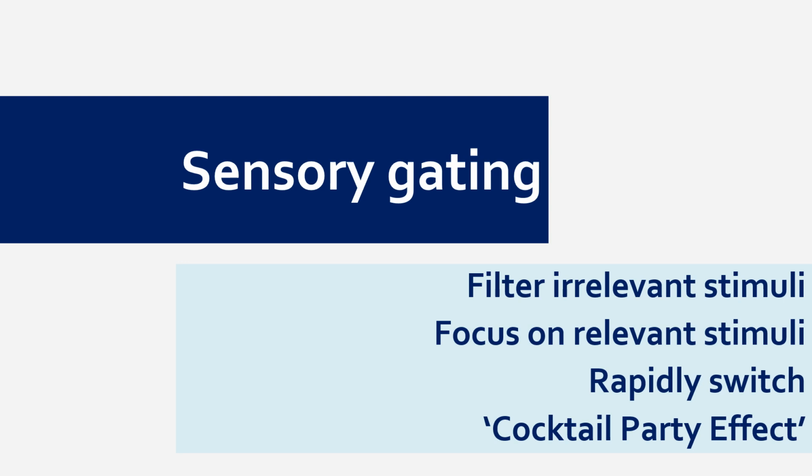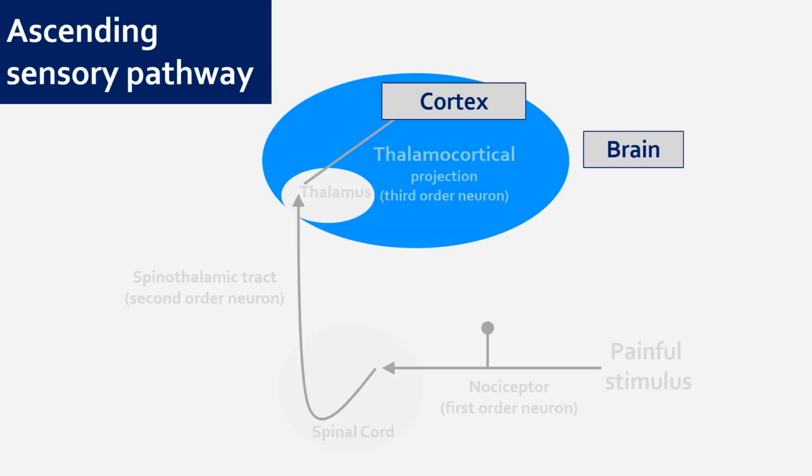Sensory gating is problematic in people with certain psychiatric conditions. Perhaps the most famous example of this is schizophrenia. People with schizophrenia find it really hard to do sensory gating, and this is thought to contribute to some of the psychiatric symptoms of schizophrenia, particularly the positive symptoms. Okay, so let's say the thalamus has decided that it wants to let through a particular piece of sensory information. It then travels via the third order neuron, the thalamocortical projection, onto the cortex.